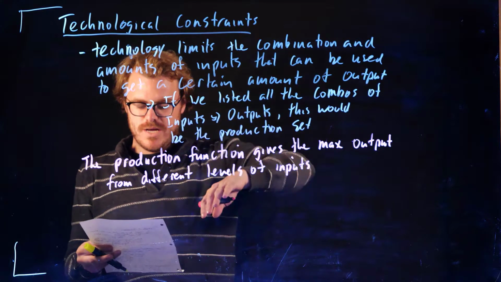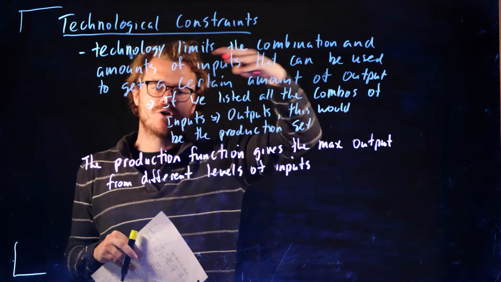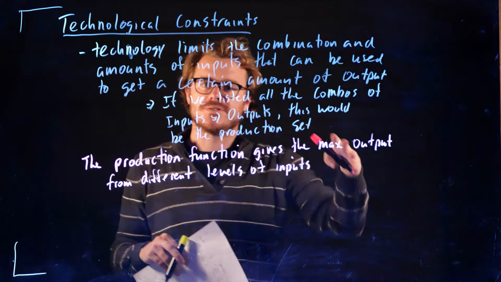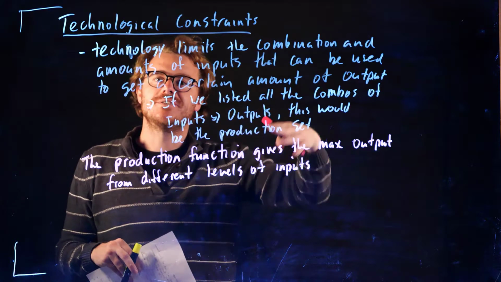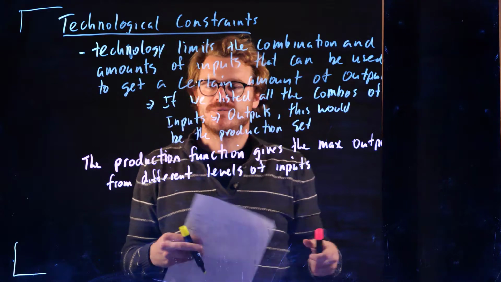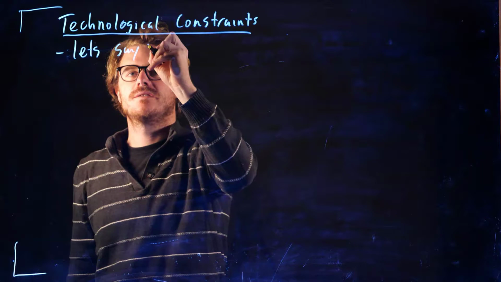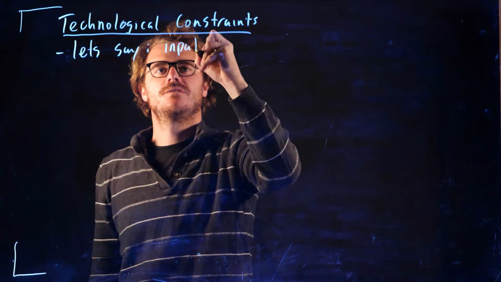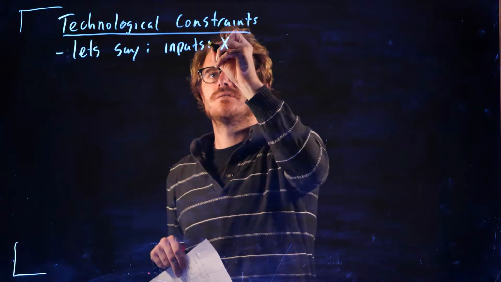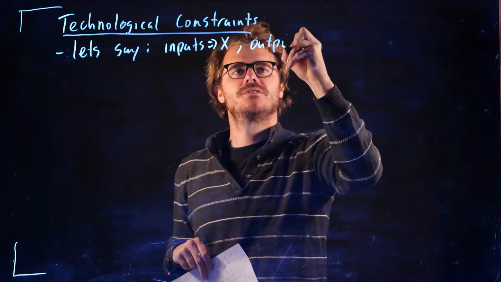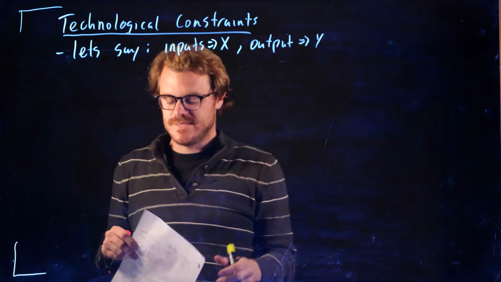So let's erase this and draw what a production function might look like, and that's going to be different depending on assumptions we make, as well as what the production set would be for that production function. All right, so let's say the inputs are going to be on the x-axis and output on the y-axis, or output is y and a level of inputs is x.